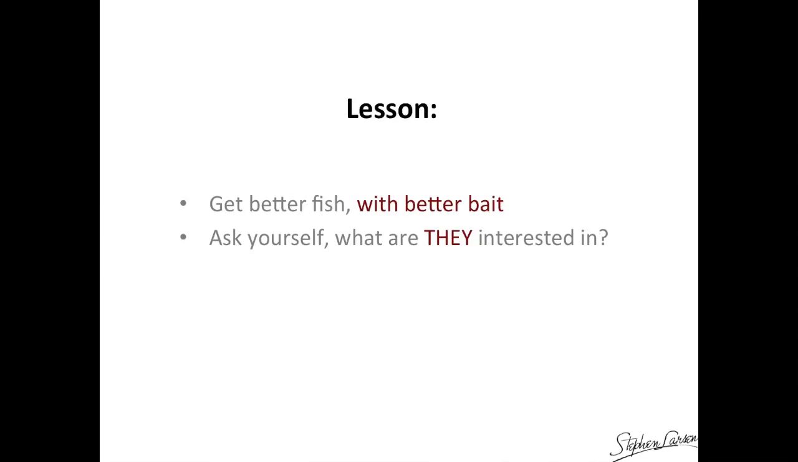So here's the lesson. You get better fish with better bait, right? You get invited into your prospect's world. Ask yourself, what are they interested in versus what are you interested in? And that's one of the secrets, that's one of the keys to the whole thing, right? Fix their problem first.